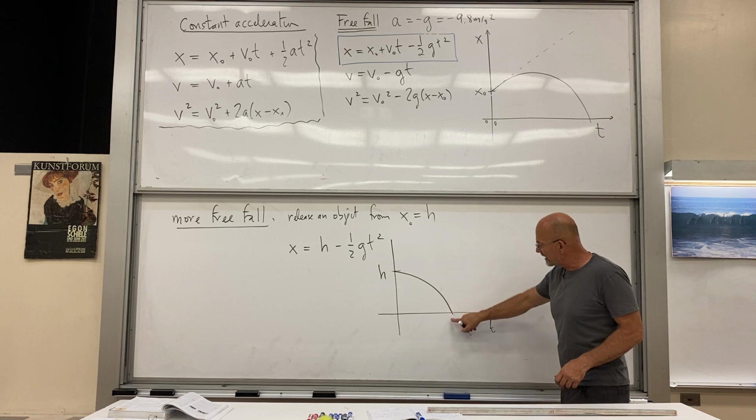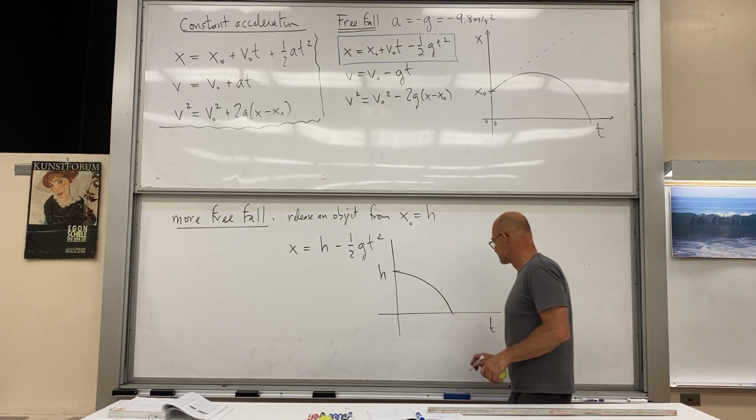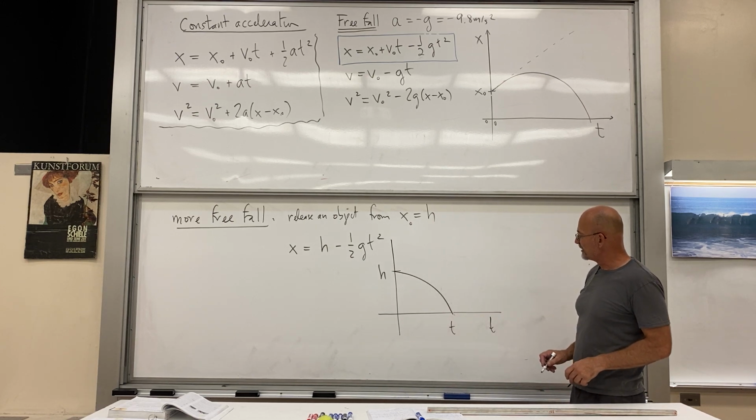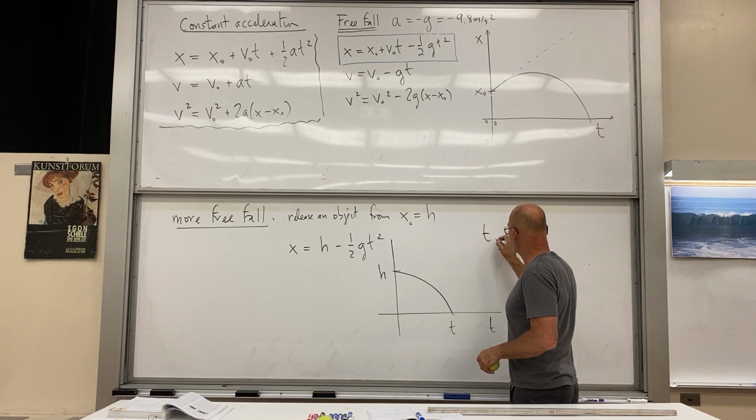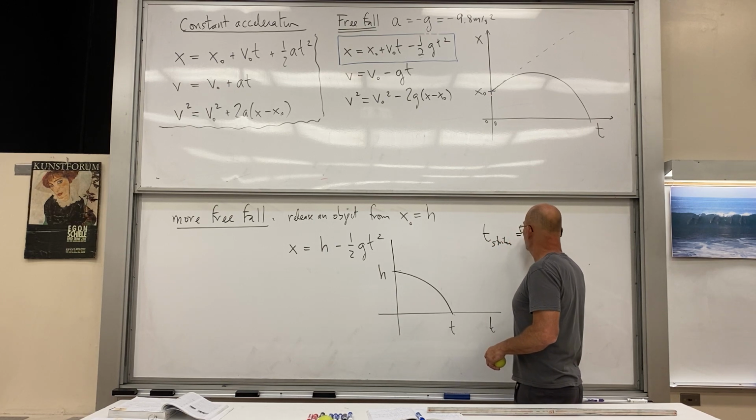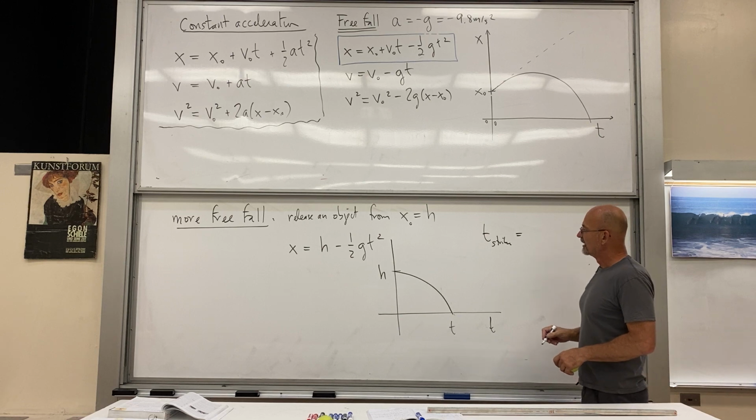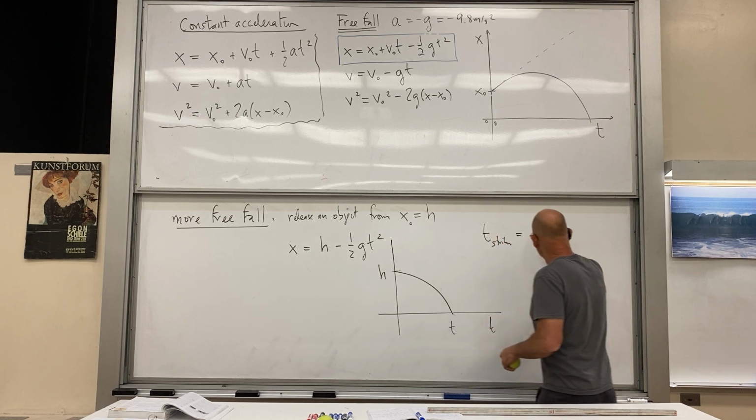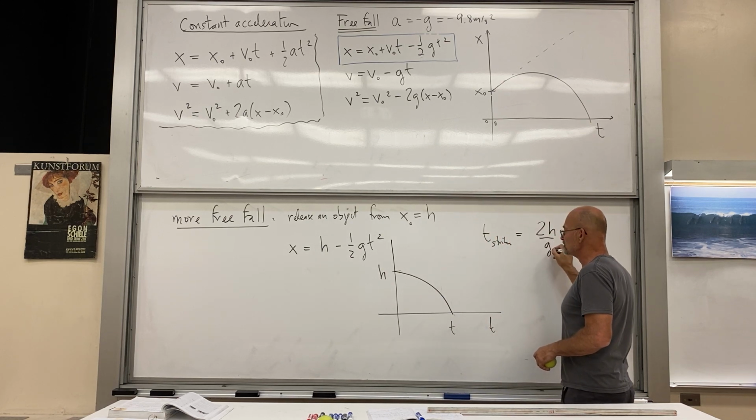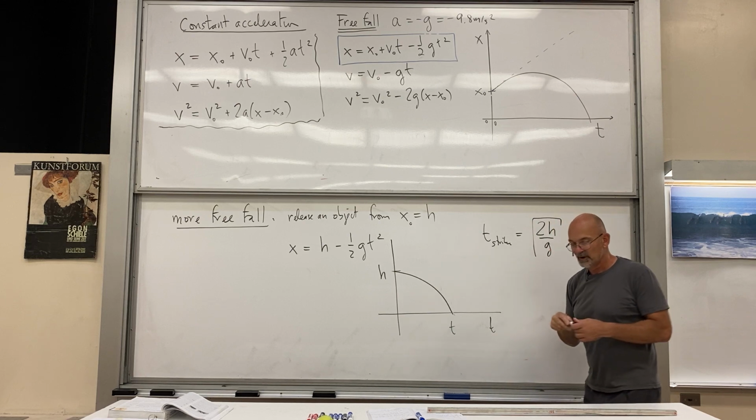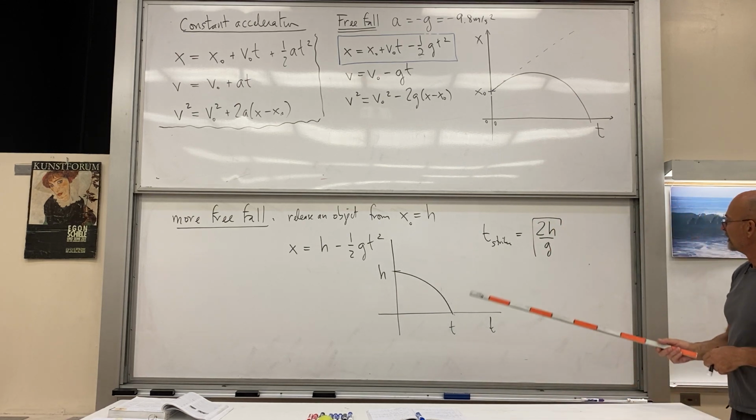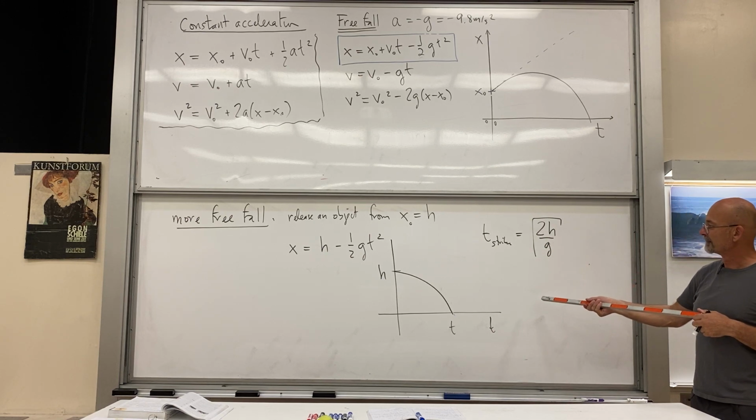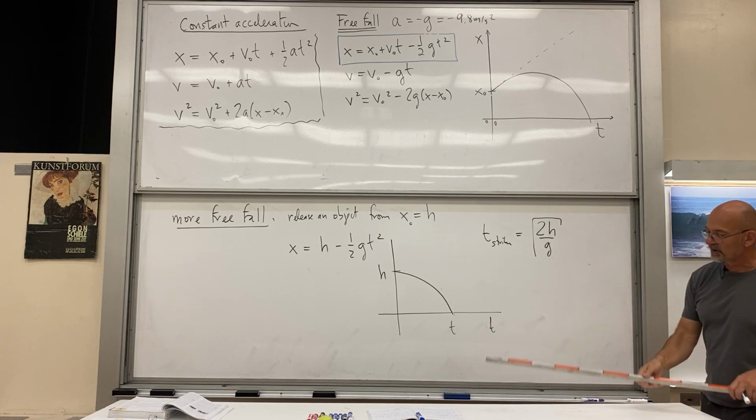And then you could get the time it takes to strike the ground, t sub strike the ground. When it strikes the ground, x equals 0, and we solve for t, we find 2h over g, and then we have to take the square root. Okay. Here's another example where you have to go ahead and do this. So I just wrote it down for you.